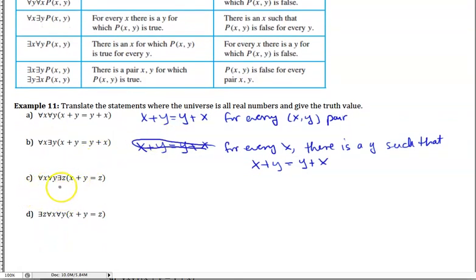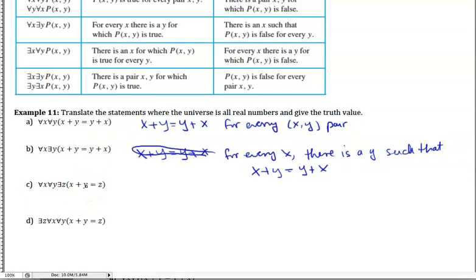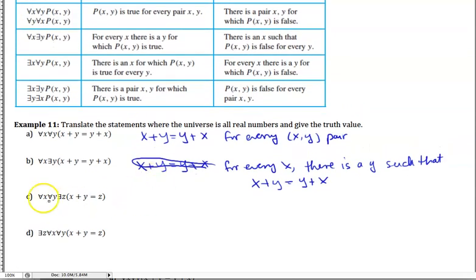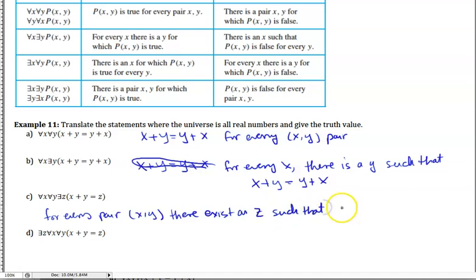Let's look at C. Okay, so this has three quantifiers to it, two universal, one existential. So this one we can translate as: for every pair x, y, there exists a z such that x plus y equals z.